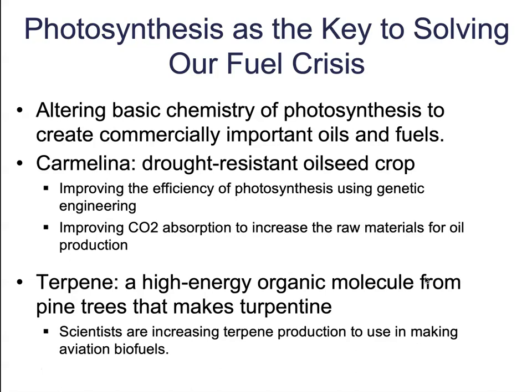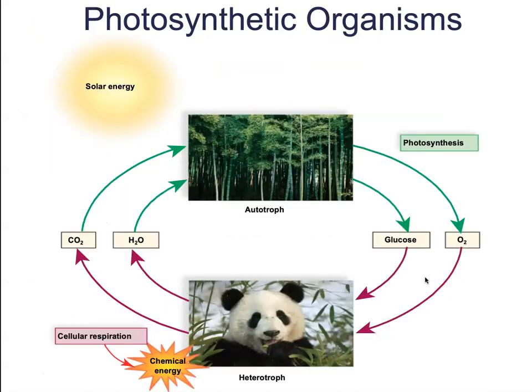There's also been work on improving carbon dioxide absorption to increase the raw materials for oil production. A great example of this would be terpene. It's a high-energy organic molecule from pine trees that makes turpentine. Scientists are finding ways to naturally increase terpene production for its use in making aviation biofuels. If we can make the individual trees more efficient at producing those natural resources, we won't have to rely so much on things like natural gas.